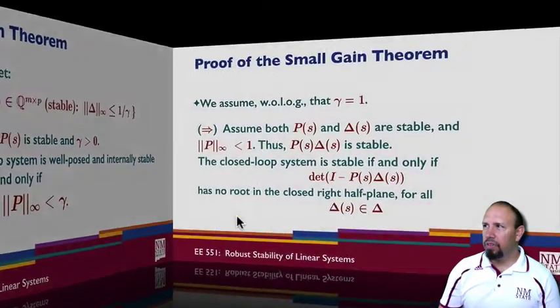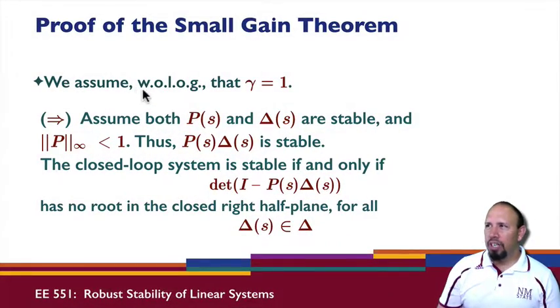So we're going to look at the proof of this. We assume without loss of generality. You'll see that in various proofs, as people prove them without loss of generality. So for now, we can assume that gamma is equal to 1. Otherwise, we can scale both delta and P by gamma appropriately, so that we basically have gamma equal to 1. So we can assume that gamma is equal to 1 and everything goes through.